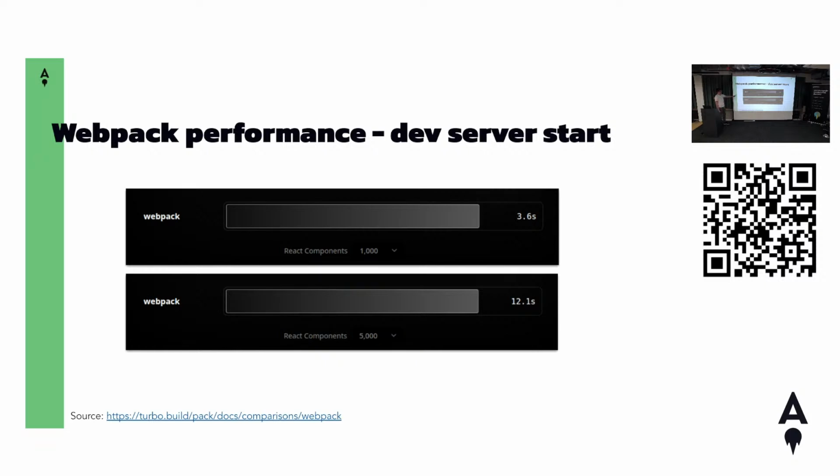So we have this benchmark right over here, courtesy of the TurboPack team. And it basically says this one is for developer server start, right? So when you want to start developing locally, how long does it take to spin up that dev server? So for 1,000 React components, and that doesn't mean just your components, but all components, including third-party code, it takes 3.6 seconds, apparently, which is not a lot. But for 5,000, it takes 12 seconds. That's not terrible. It's just a one-time cost, right?